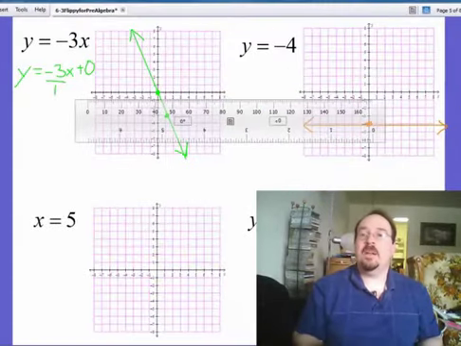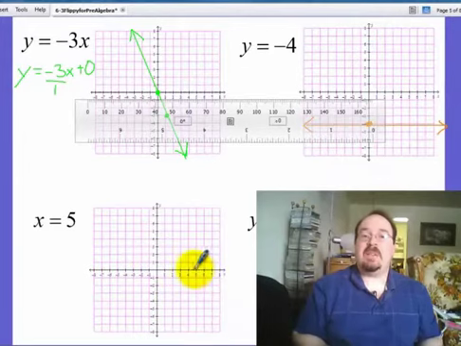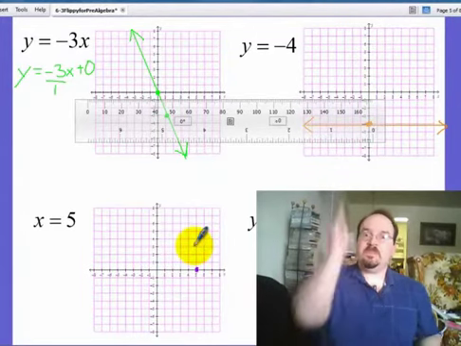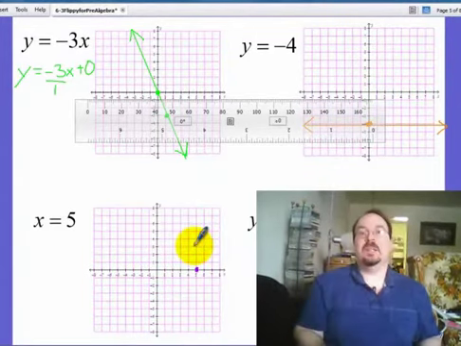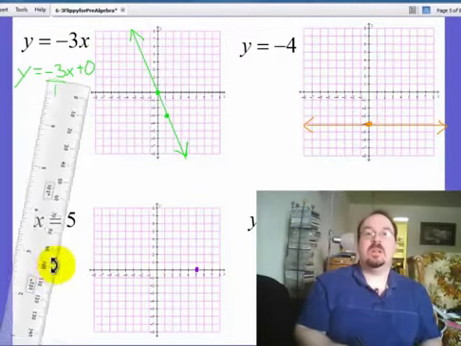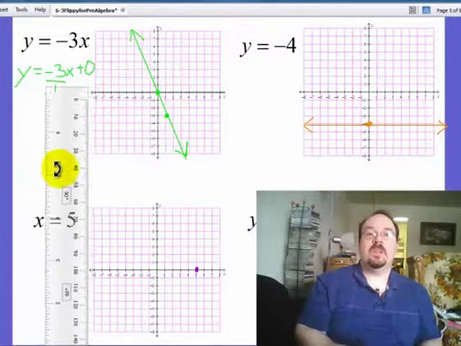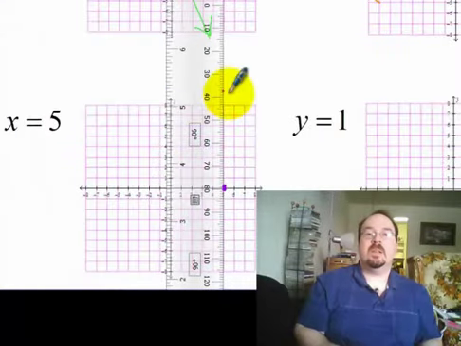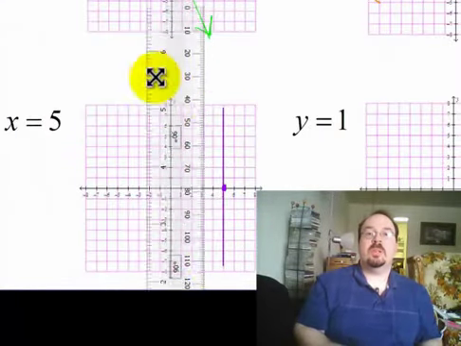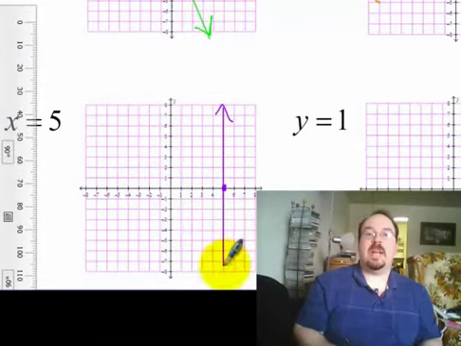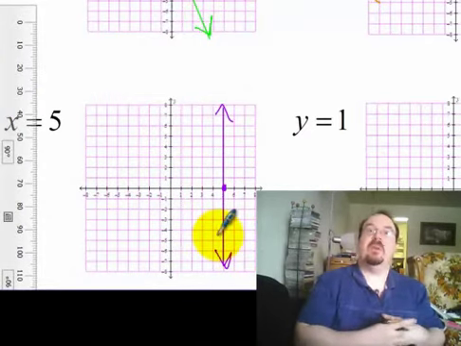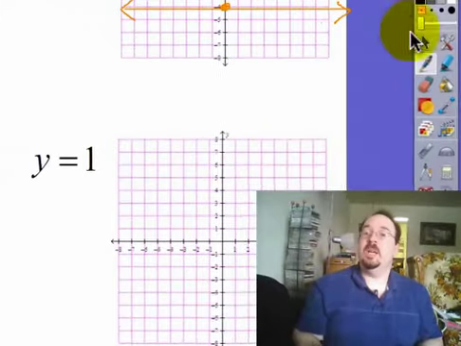Okay, so let's do another one. X equals 5. I'm going to find 5 on the x-axis. X is like ax. So I'm going to draw a vertical line through it. Whoops. Vertical line. And again, I haven't always been putting my arrows like I should, but I really should be putting arrows because these are lines and they keep going.